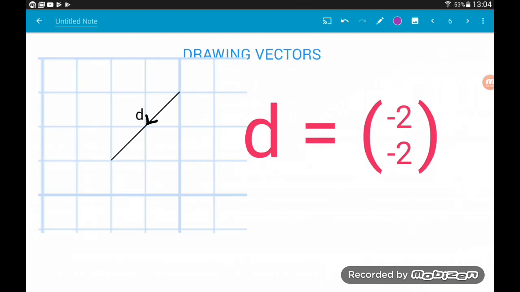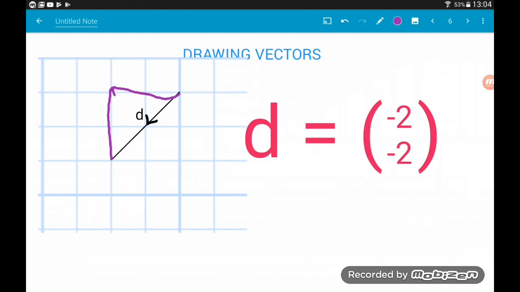Cool. Okay, one more. Vector d here is (-2, -2). Again, we've got it drawn. From our starting point, we have gone 2 places to the left, because our x vector is minus 2, and then 2 places down, because our y vector is minus 2. Again, we put the arrow on. We're going down and to the left this time. Okay, so that's how we can represent vectors on grids.